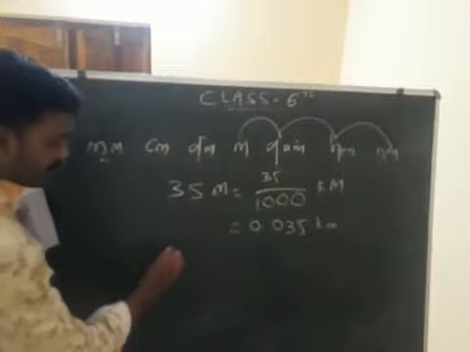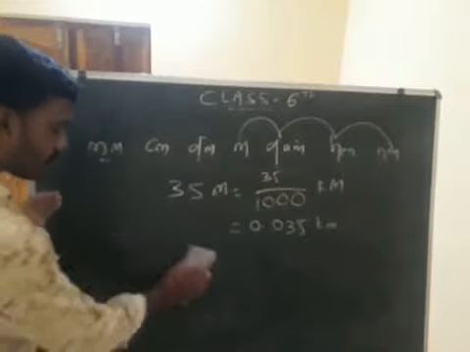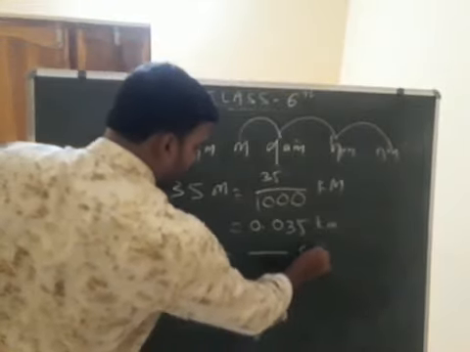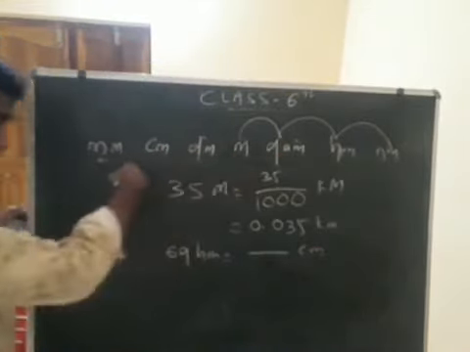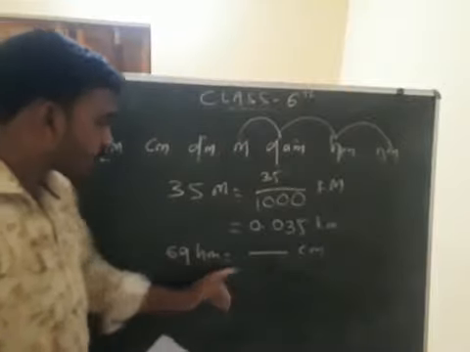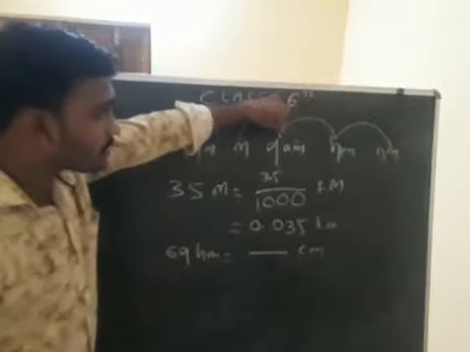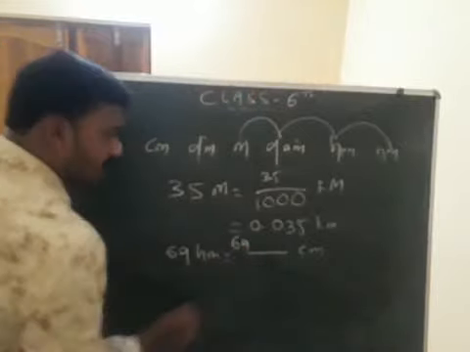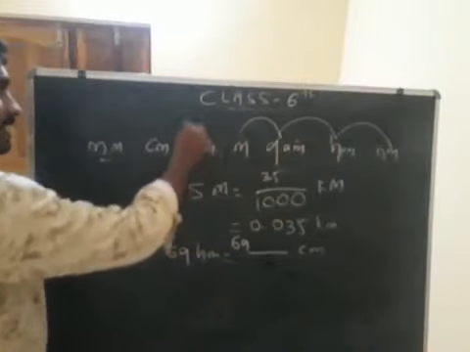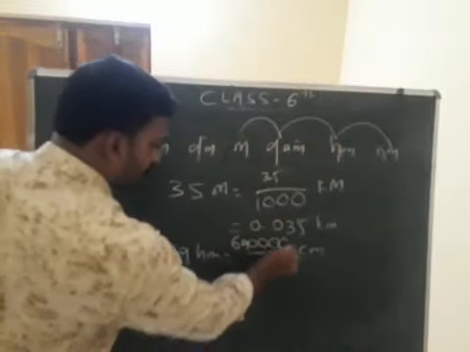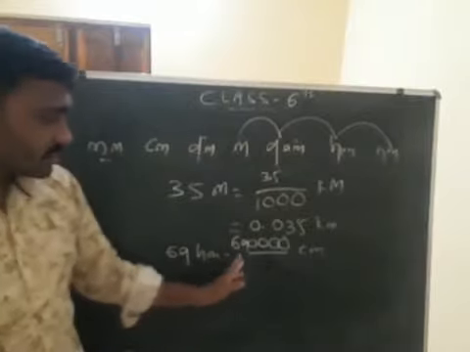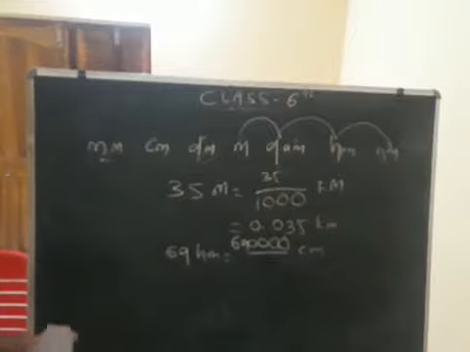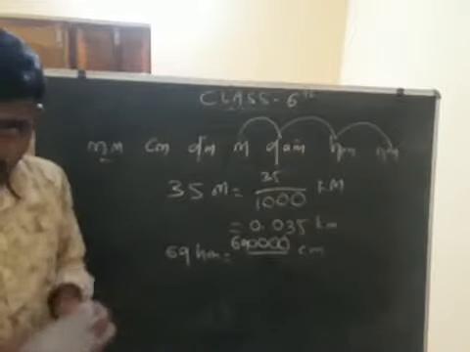Suppose another question is given: 69 hectometer is equal to ___ centimeter. That side to this side you will come. 69 hectometer is equal to centimeter. 1, 2, 3, 4. In 69, how many 0s will you put? 1, 2, 3, 4. This is the formula. 69 means 690,000 centimeter. Clear? This is all about your length.